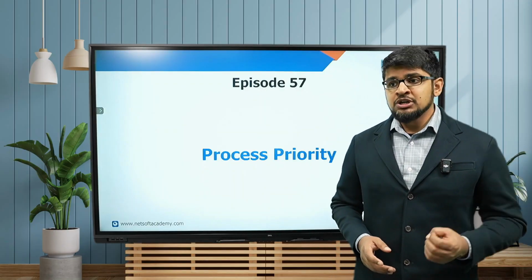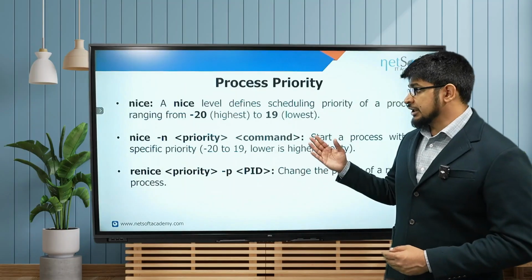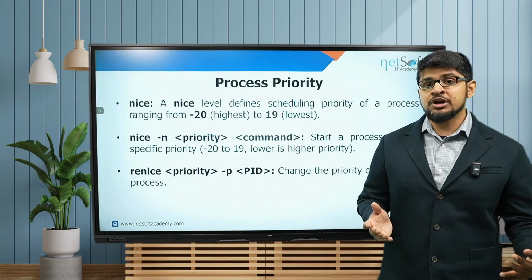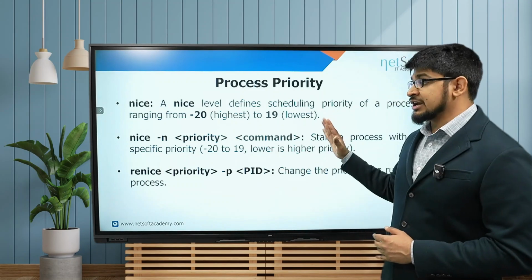That proportion is represented by something called a nice level. A nice level defines the scheduling priority for your processes. It ranges from really high priority, which is a number in the negatives, -20, to the lowest priority, which is a number like 19.